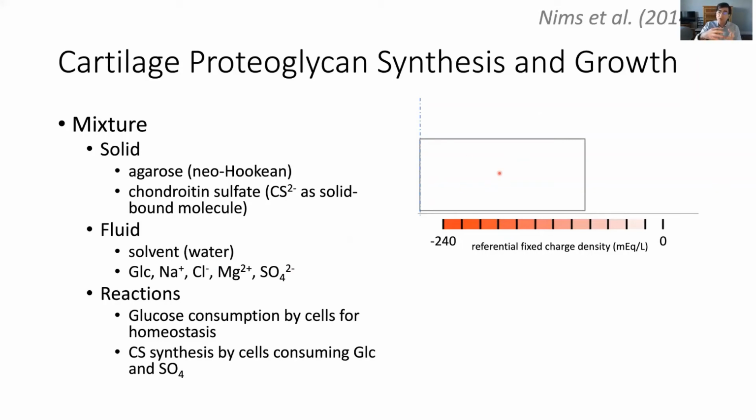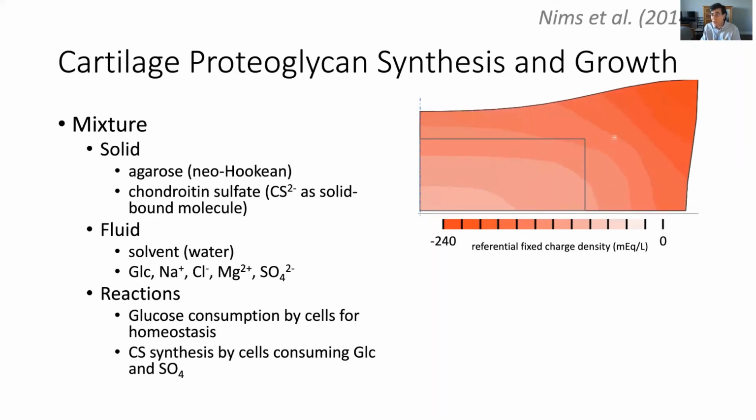This will cause an osmotic imbalance, the difference in osmolarity between inside and outside, and that's going to cause an osmotic pressure. That osmotic pressure is going to swell the tissue, okay? So let's play the movie. So this is all happening. There's a little bit of osmotic shrinking in the beginning. The color is the chondroitin sulfate charge density. And so what you see is the swelling pressure is causing the shape change, okay?